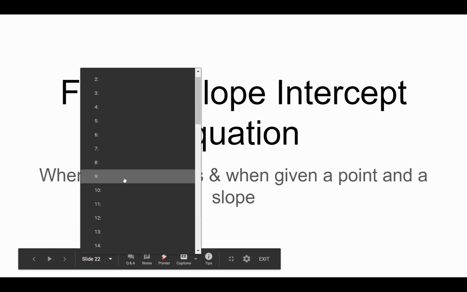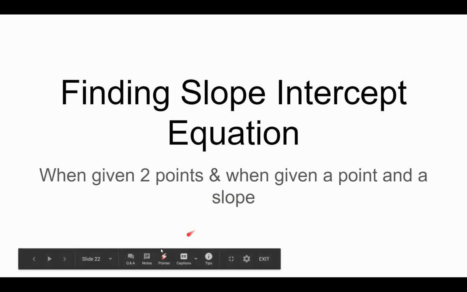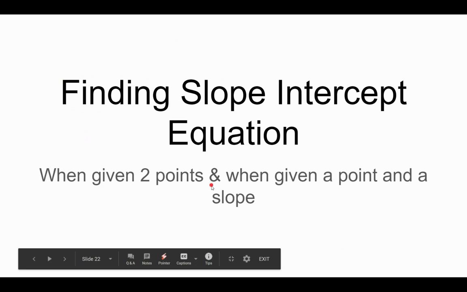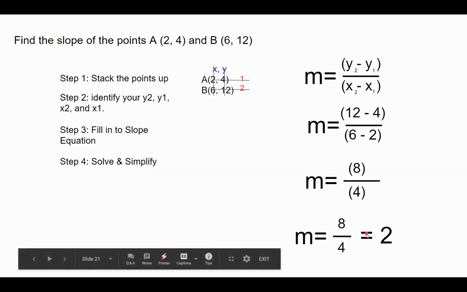Oh, I hit the wrong button. Hold on a second. Oh, that was the next slide. Okay, yeah. So anyways, your slope here is 2. Sorry about that.